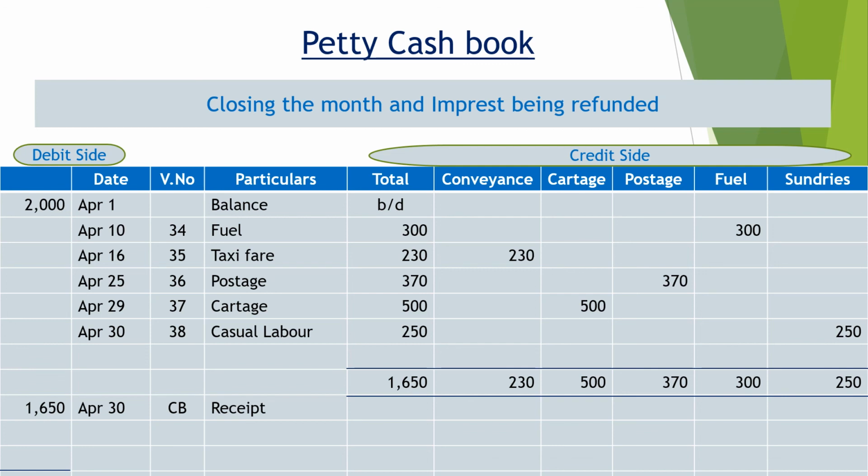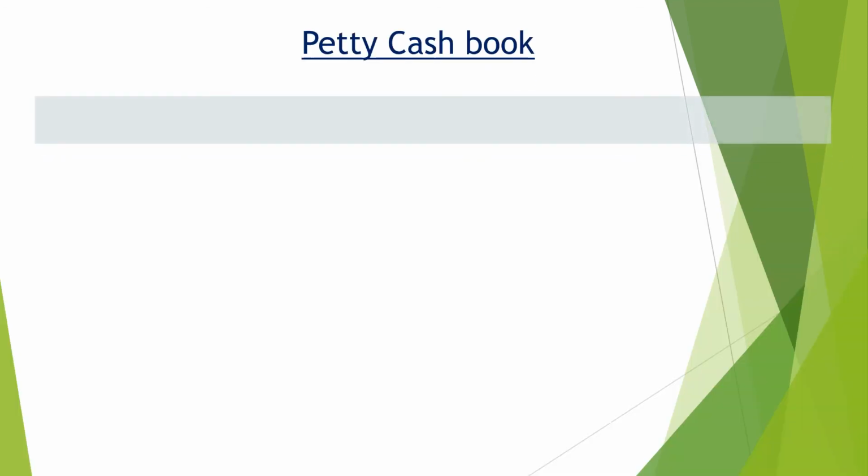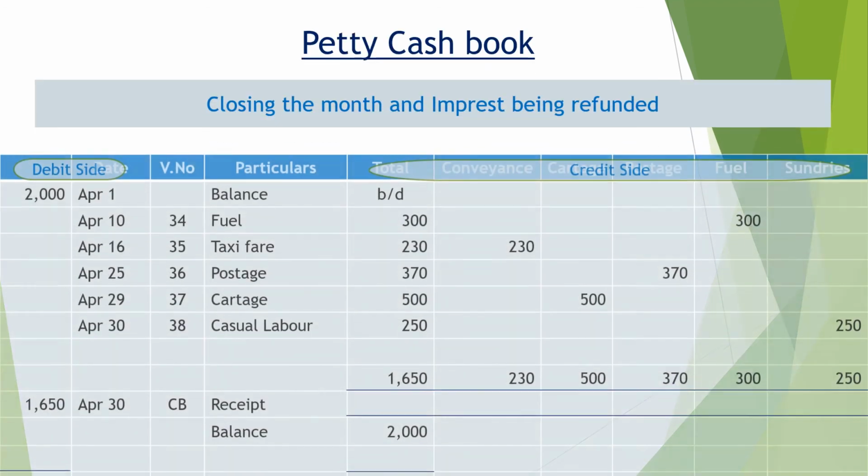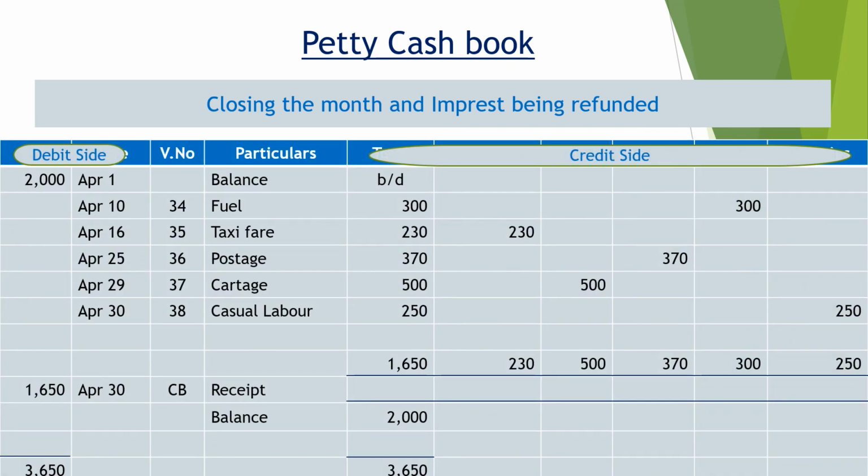The receipt side is summed up, and the original float and refunded amount, that until now that much amount has been given to petty cash, which is 3,650. After refund receipt, petty cash balance again becomes the same as original float amount, which is $2,000, and then the total, which will be equal to receipt side.